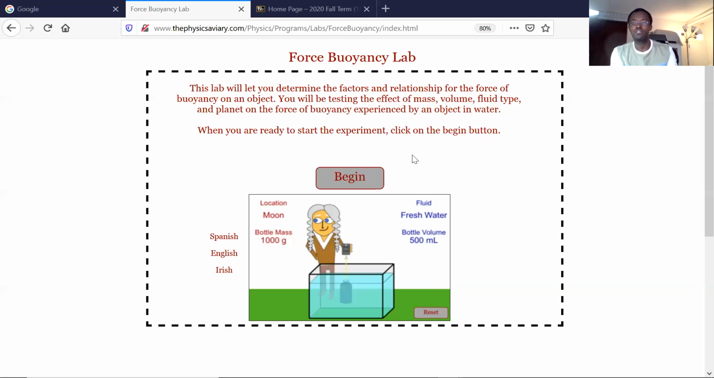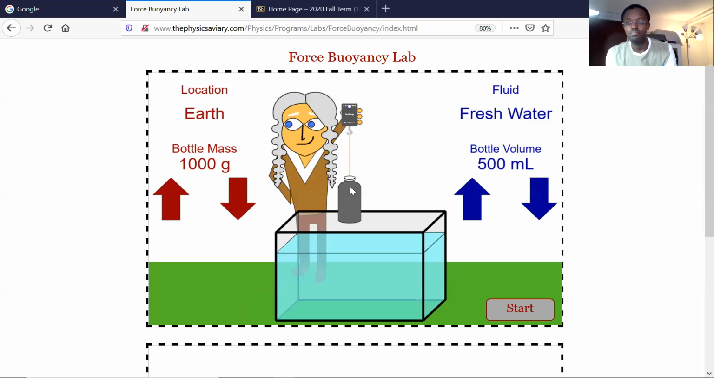Yeah, this is the screen. Okay, so we are taught to click begin, and click on fluid until it changes to gasoline. Okay. So fluid is here: mercury, gasoline.